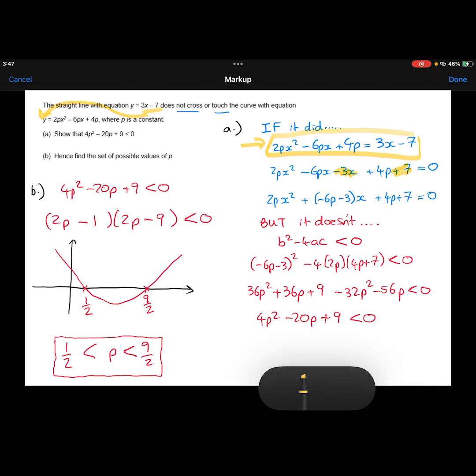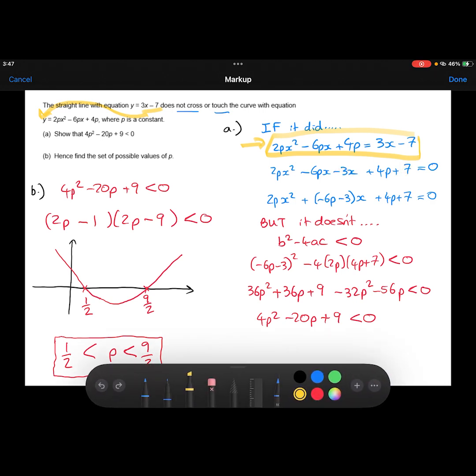It's a quadratic equation, so my next step is I've just factorised the x out from here and here, which has left me with the minus 6p minus 3 here. So, if these lines did touch or intersect, then this equation here would have solutions. But we're told that it doesn't touch or cross, which means it doesn't have any solutions, which means that the discriminant of this equation must be less than 0.